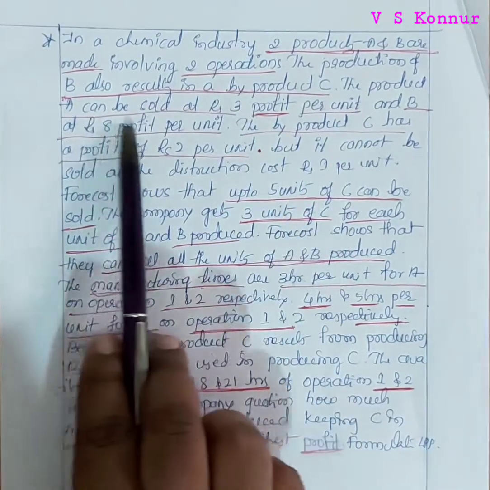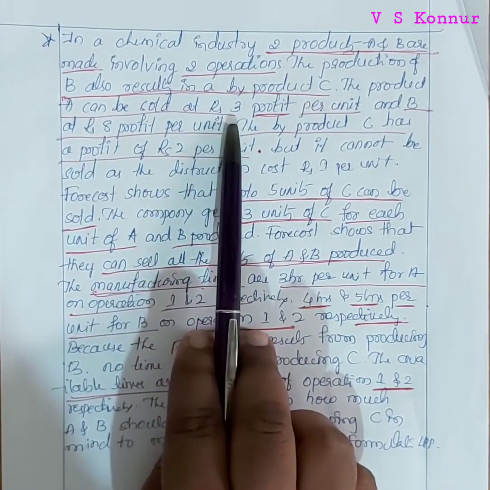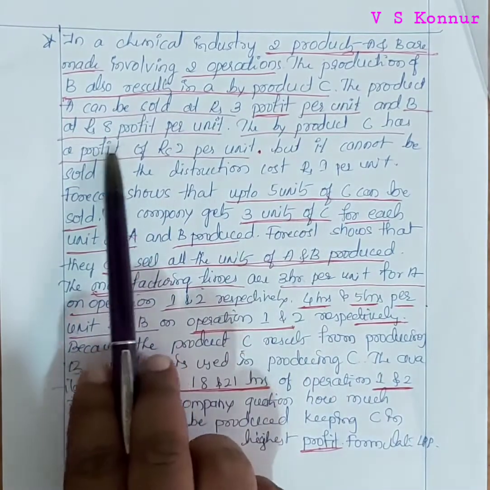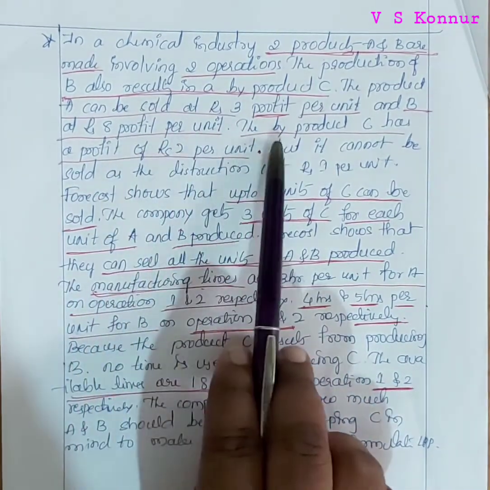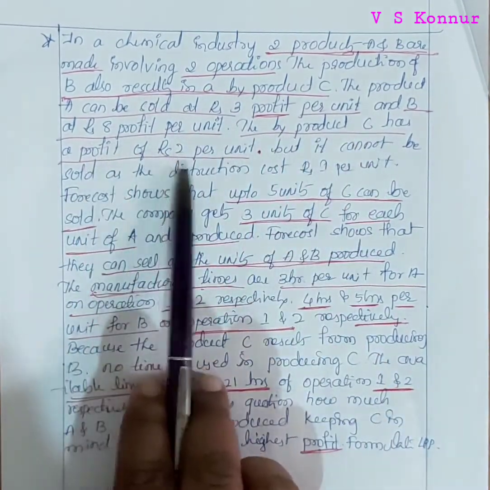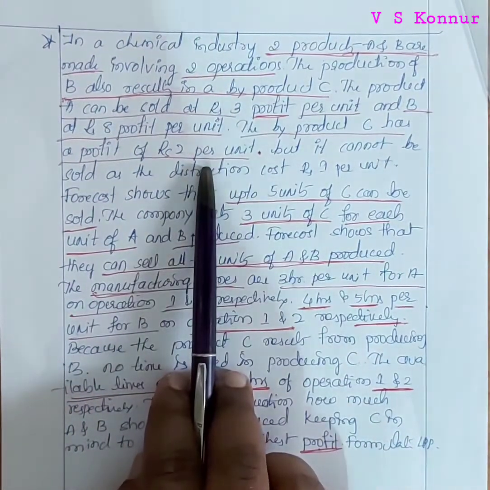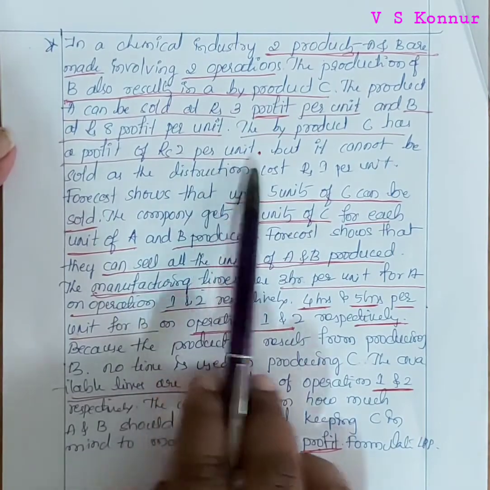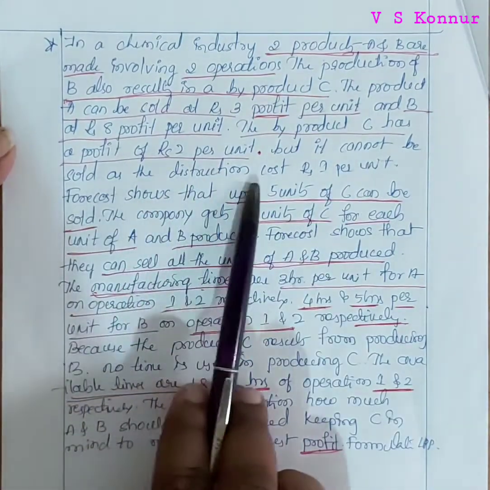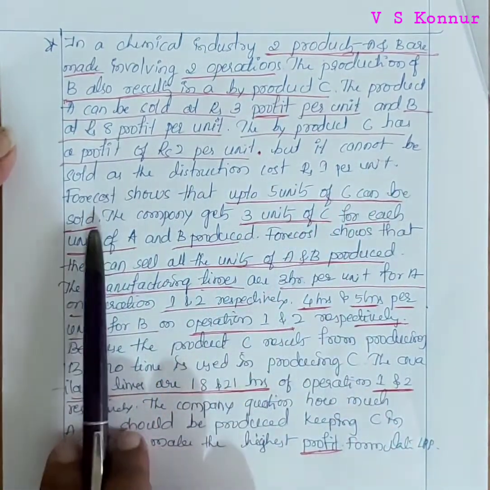The product A can be sold at rupees 3 profit per unit and B at rupees 8 profit per unit, and the byproduct C has a profit of rupees 2 per unit. Means it is profit oriented, it is a max of Z. But C cannot be sold as a destruction cost of rupees 1 per unit.